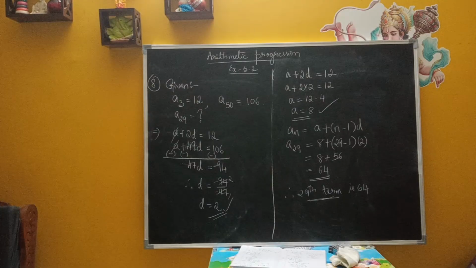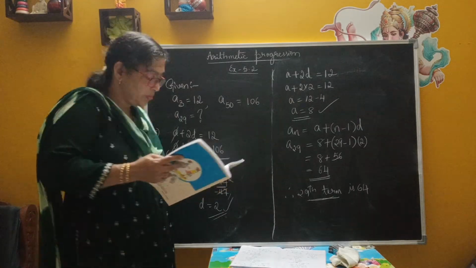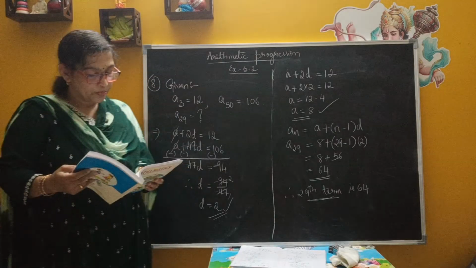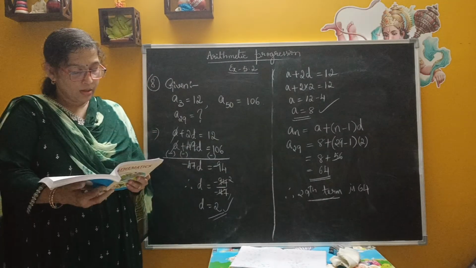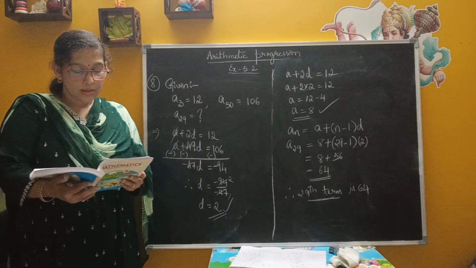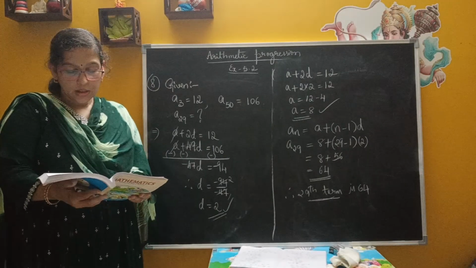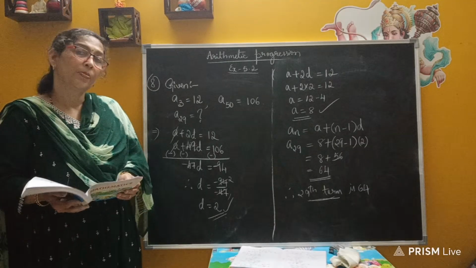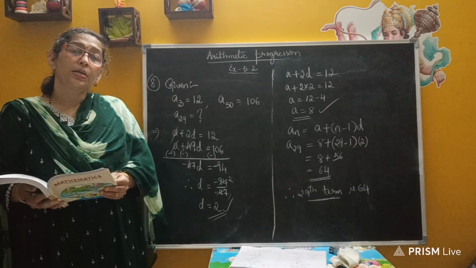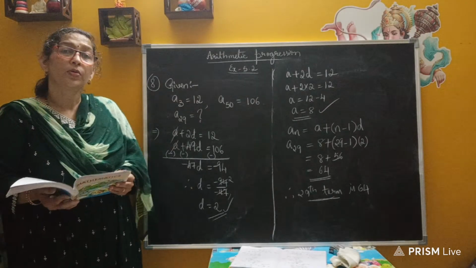Now let us go with one last problem in today's session. Let us check the 9th and 10th. If the third and ninth terms of an AP are 4 and minus 8 respectively, which term of this AP is 0? What is asked to find? Which term. So it is asked to find the value of n.